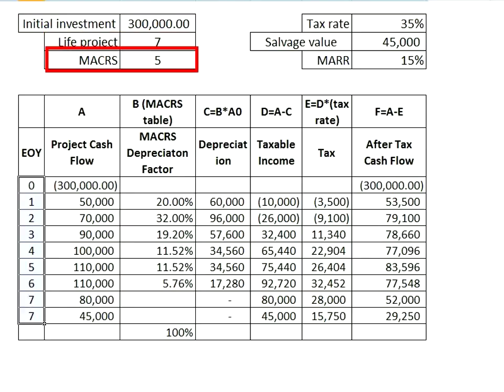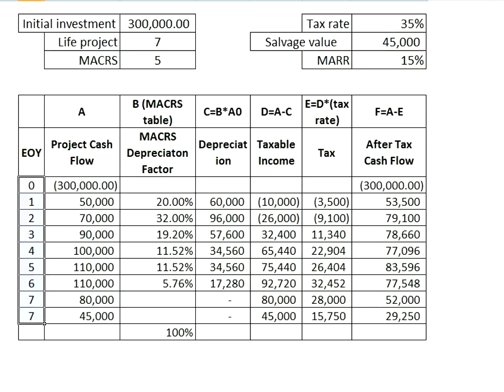The MACRS classification allows this project to be depreciated in 5 years. The tax rate is 35%. The salvage value at the end of the life of the project is $45,000. And the minimum attractive rate of return that the investor wants from this project is 15%.